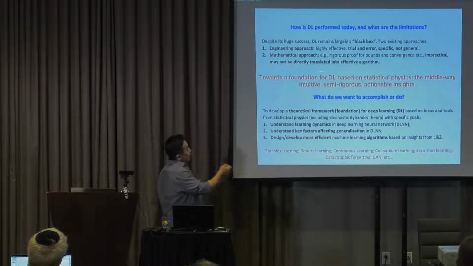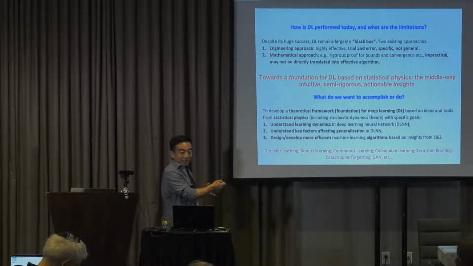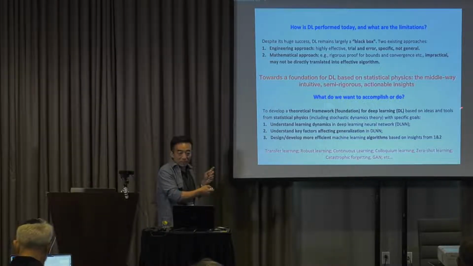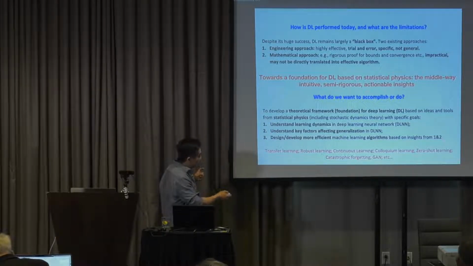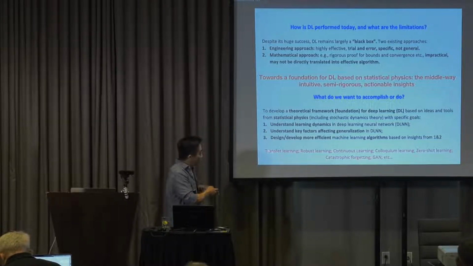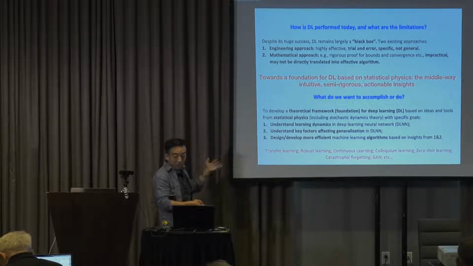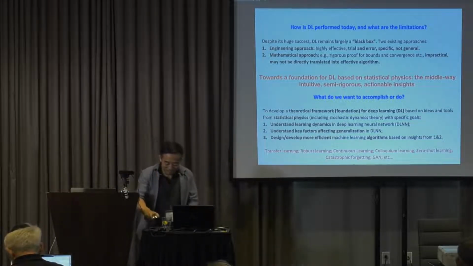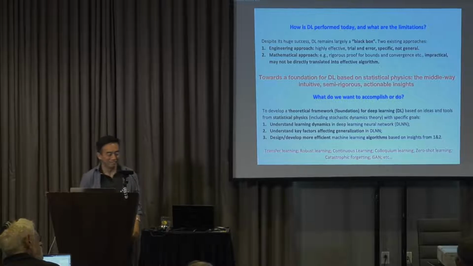So we really need a middle way to approach this based on statistical physics. Intuitive, semi-rigorous, actionable insight, right? And here are all the things that I talked about, but in the future, there are all kinds of issues we can tackle using this new statistical physics-based approach. Transfer learning, robust learning, as you heard yesterday from Arena and Rish. So I think with that, I thank you. Thank you.